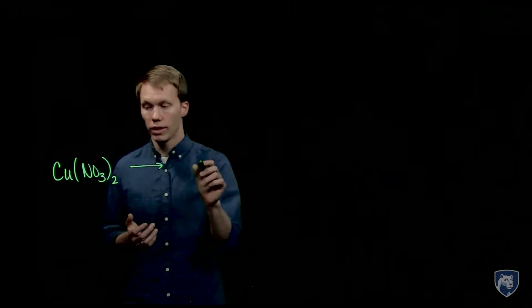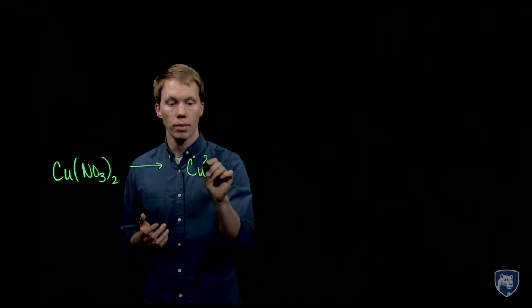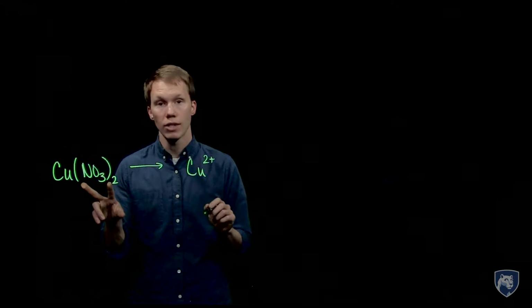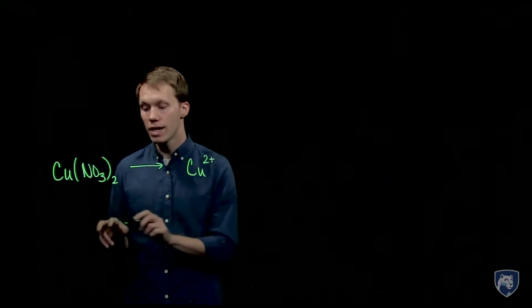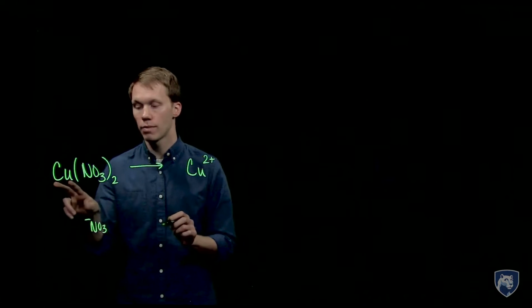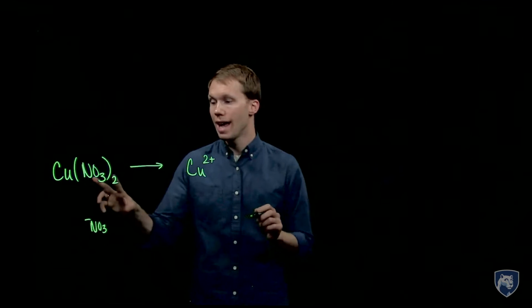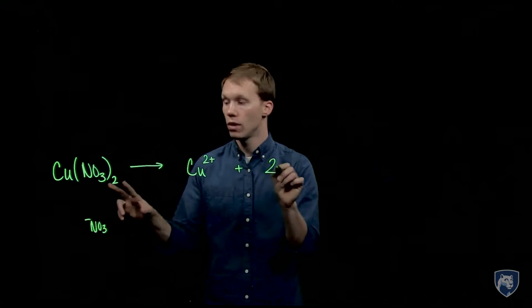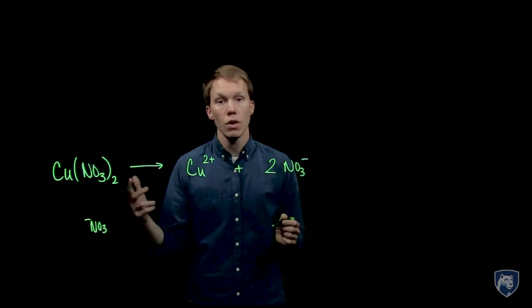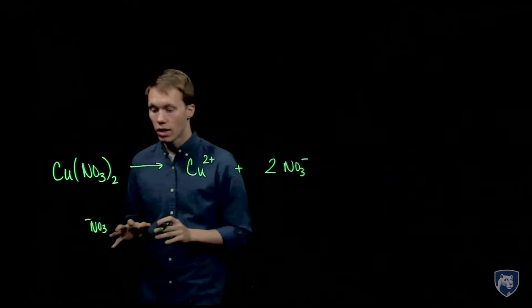being a strong electrolyte, it dissociates into copper ions. We know that it's copper 2+ because there are two nitrate ions, and nitrate is NO3-, so the fact that there are two of them must mean that copper is 2+ charge. And it will dissociate into two nitrate ions. So how does this tie into concentration?